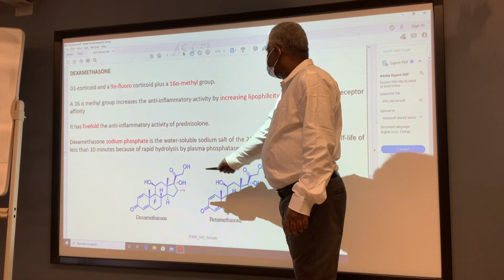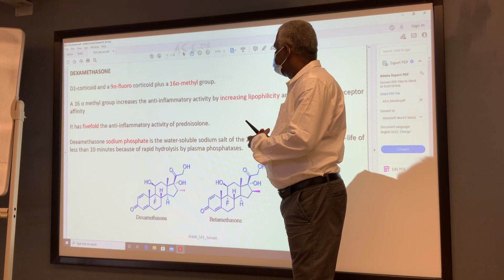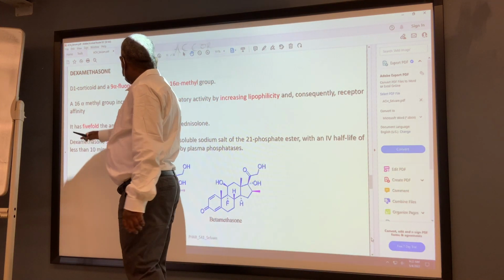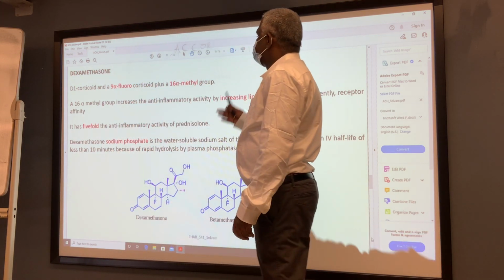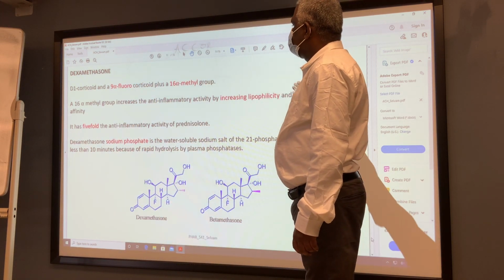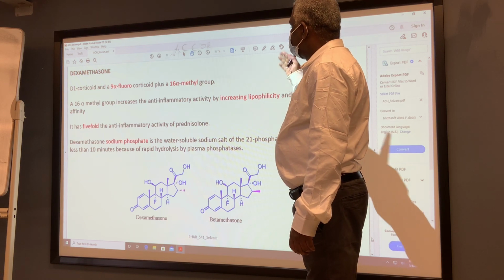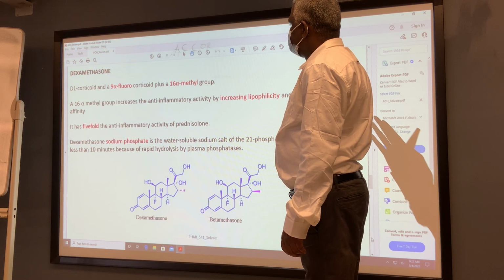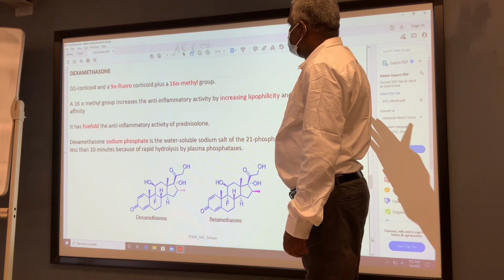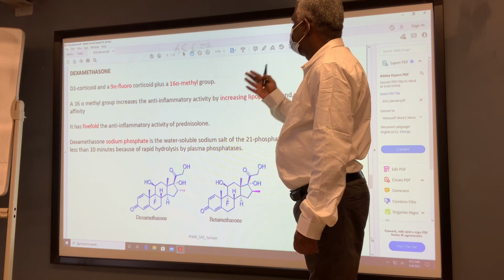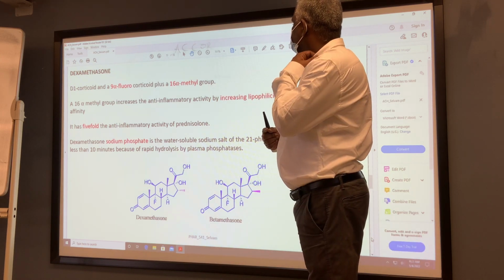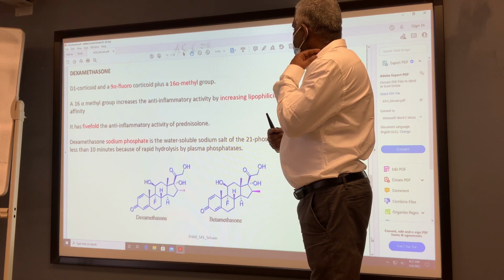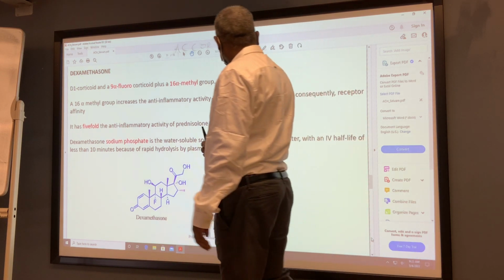Additionally, the compound has a methyl functional group. The combination of fluorine and methyl makes the compound 5-fold more active compared to prednisolone. Hydrocortisone to prednisolone is 4-fold more active. Prednisolone to dexamethasone or betamethasone is 5-fold more active. So comparing dexamethasone and hydrocortisone, 5 multiplied by 4 is 20 times more active. Dexamethasone or betamethasone is 20 times more active than hydrocortisone.